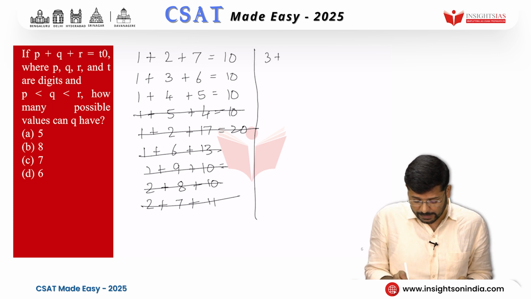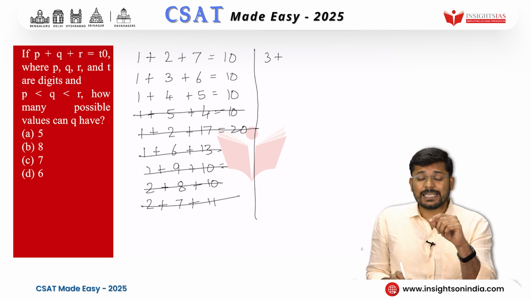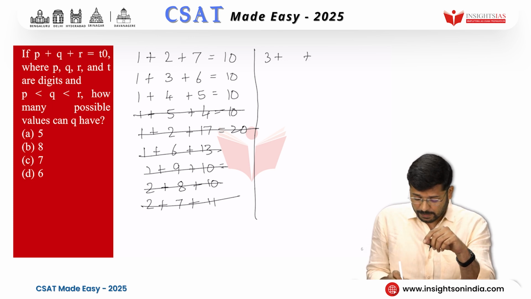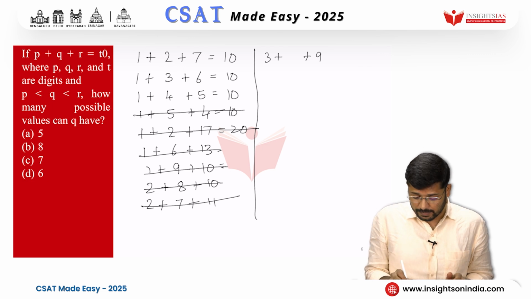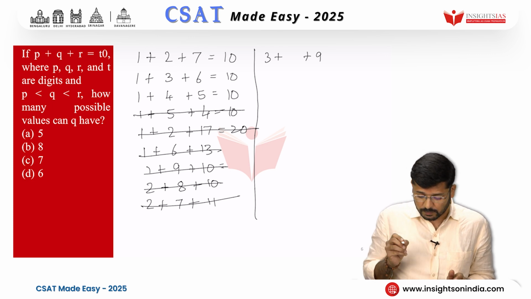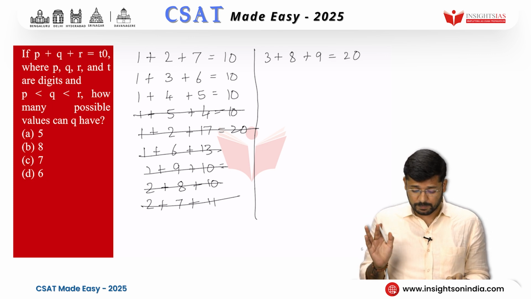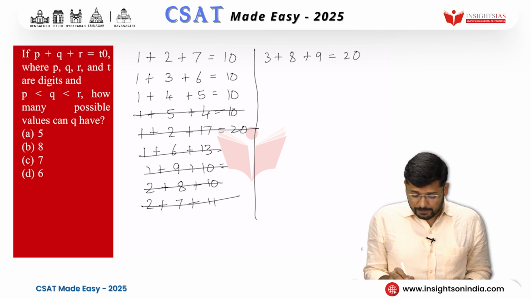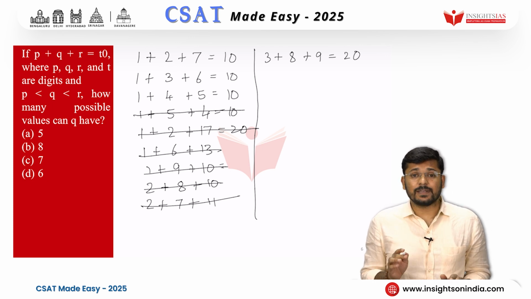We shall see 3 for P. If P is 3, we shall give the maximum value for R, 9. 3 and 9 have already made up 12, so Q can be 8, then we will have a 20. These are the only possible combinations with P being 3.